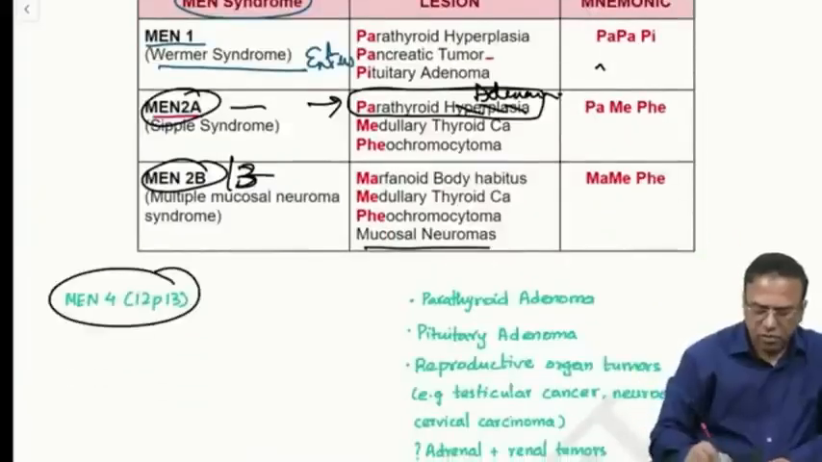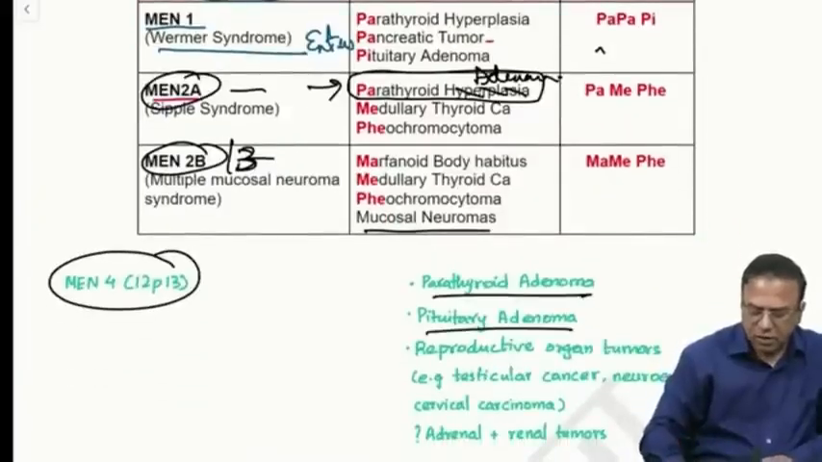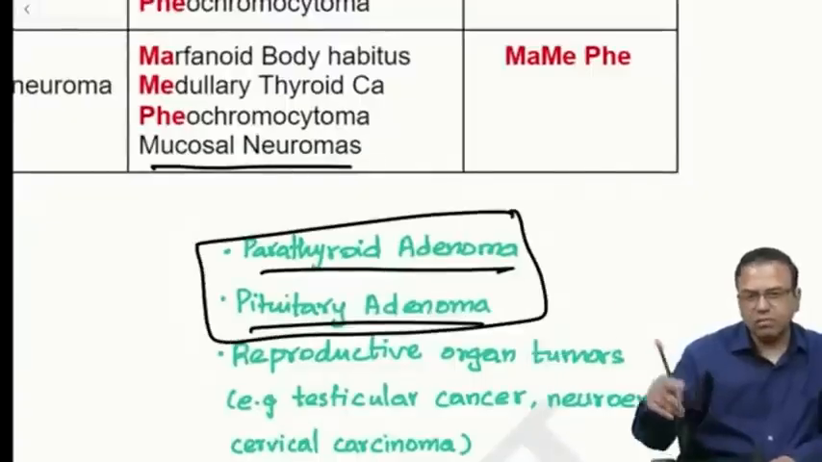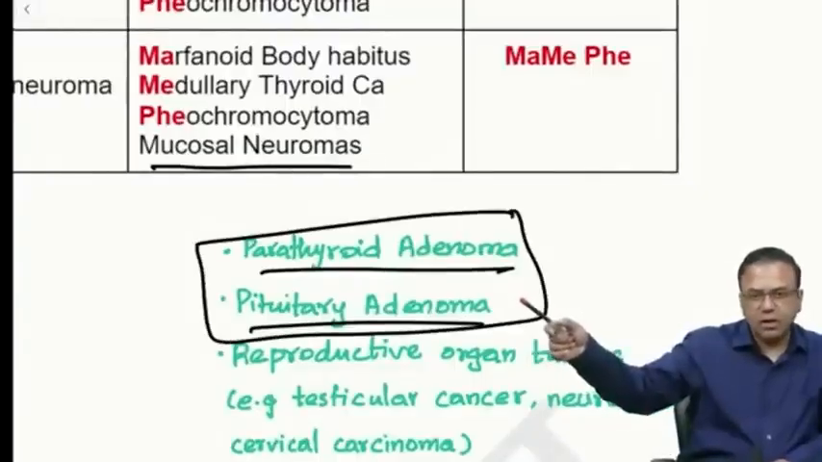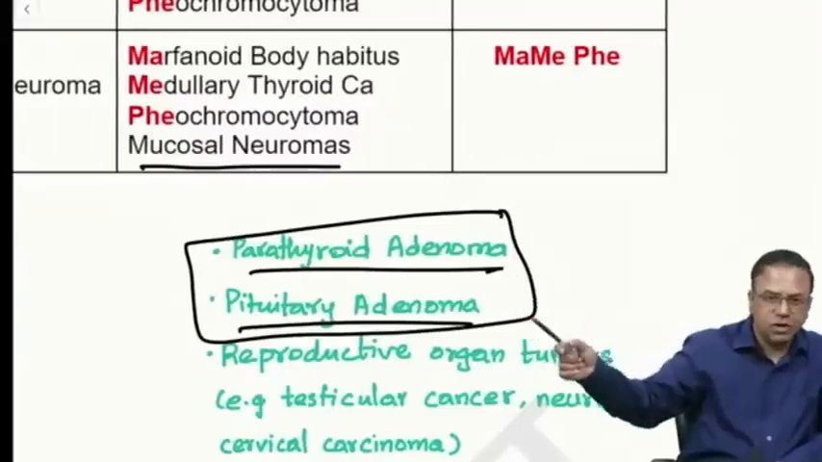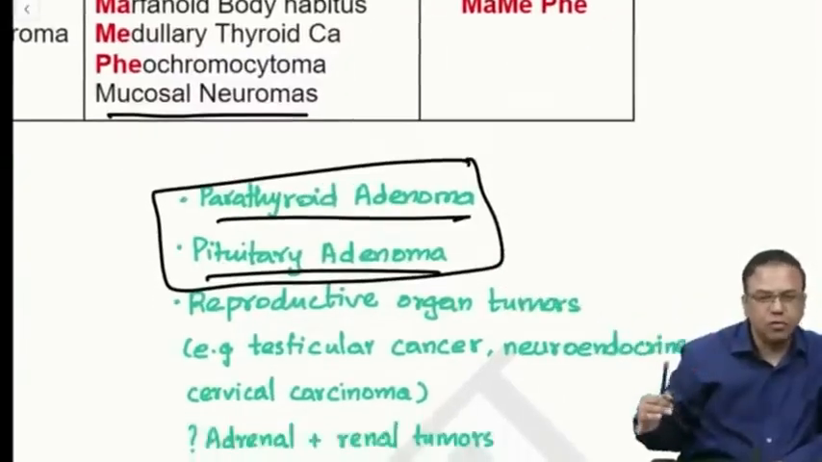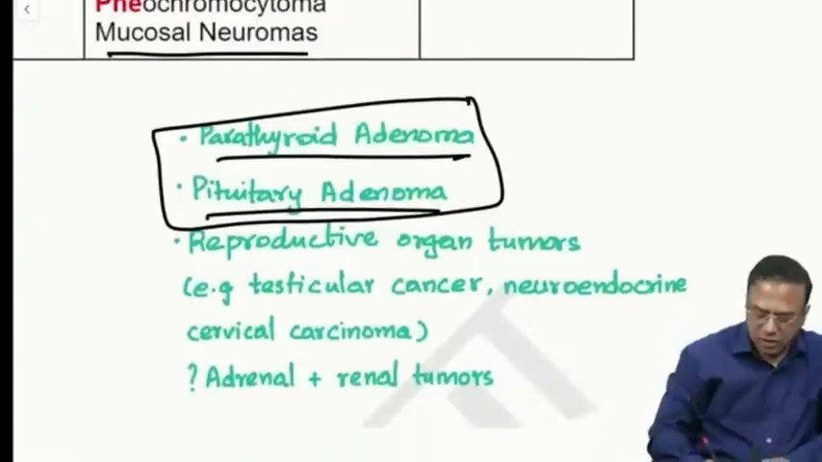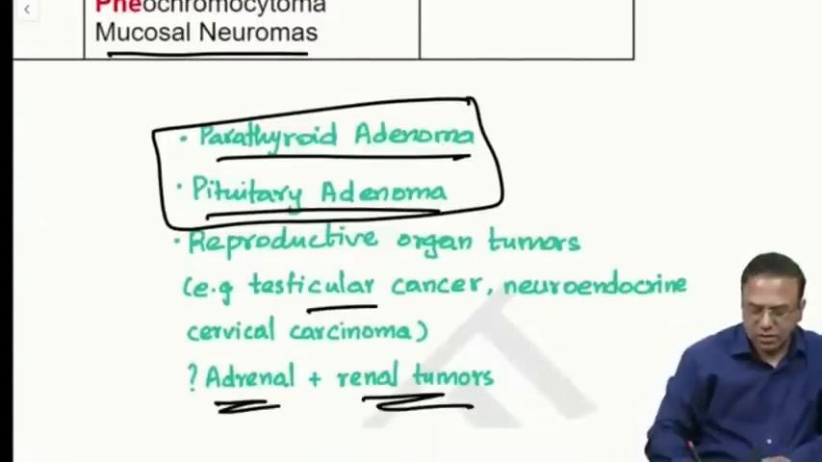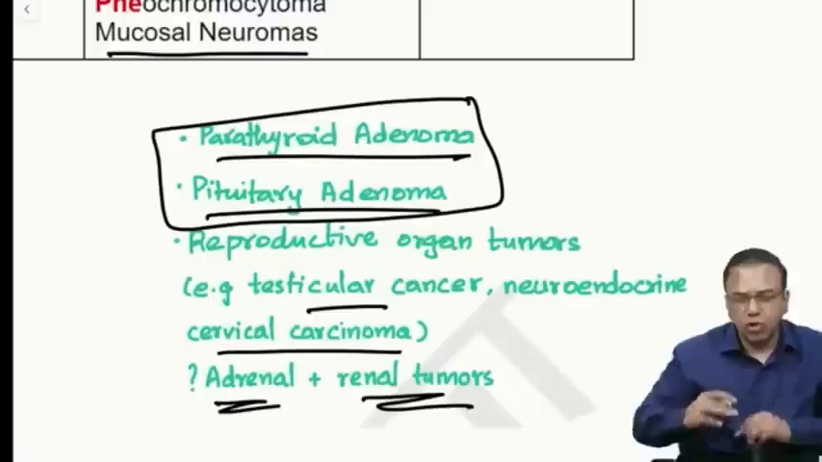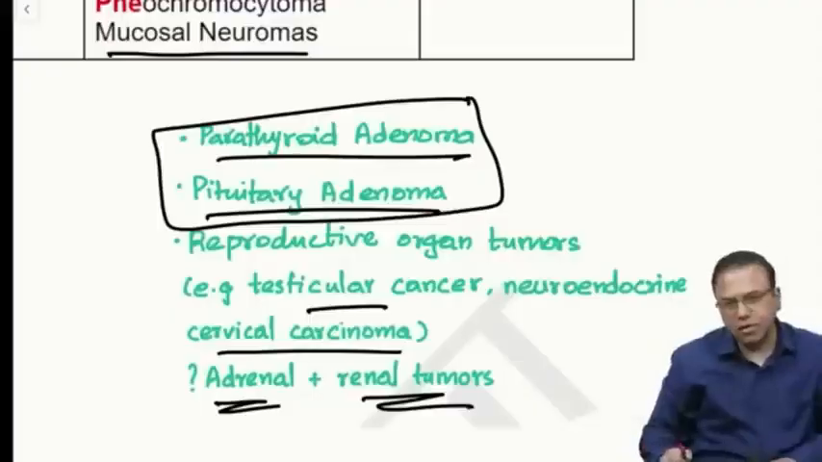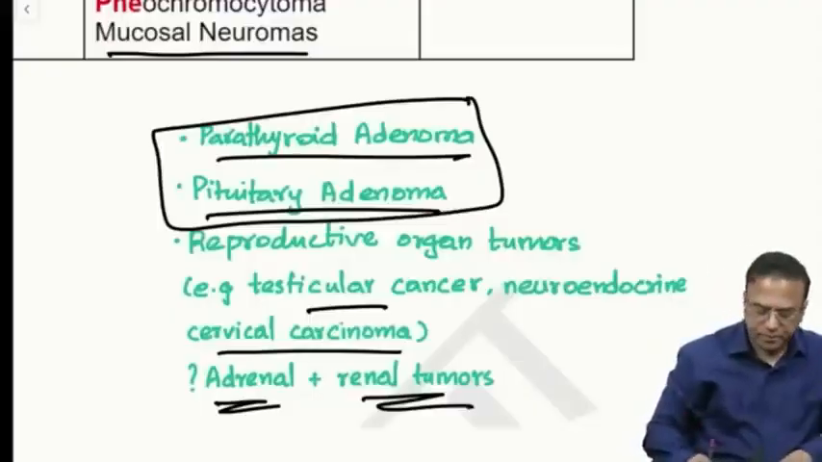Now MEN4. When you see parathyroid and pituitary, your initial assumption is this is MEN1, because this is how MEN1 will come, parathyroid and pituitary. But it stops here because you don't see enteropancreatic tumors. What you see is the patient has lower tract tumors. Lower tract tumors means what? Adrenal tumor can occur, renal tumor can occur, genital tumors can occur, testicular cancer, cervical cancer. So lower tract cancers plus parathyroid and pituitary is MEN4. Okay, MEN4.